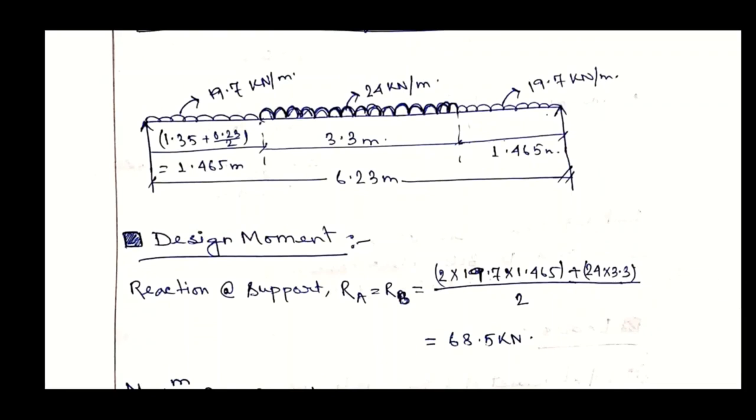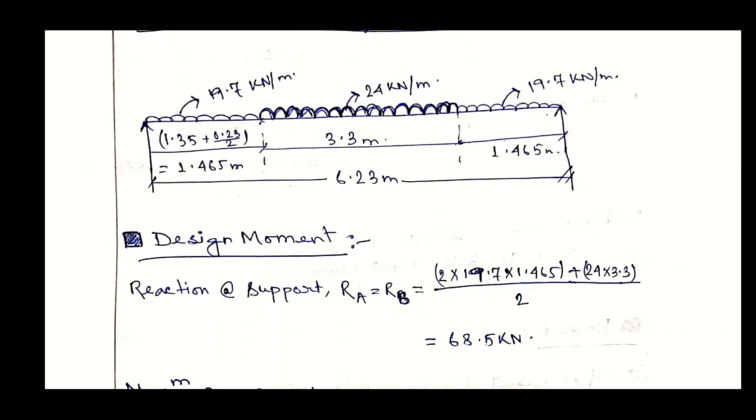So you can see here the span length, total effective span is 6.23 meter, the going portion is 3.3 meter at the middle, and both landing sides are 1.465. Why 1.465? Because 1.35 is the landing length, plus half bearing, that is 0.23 by 2, that is equals to 1.465.